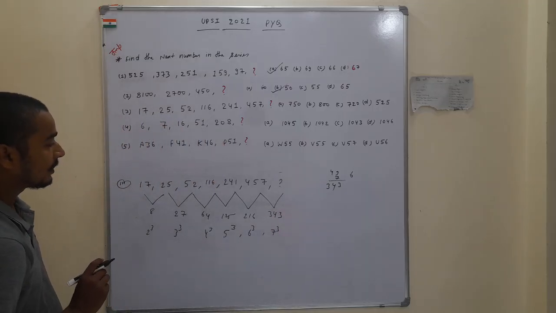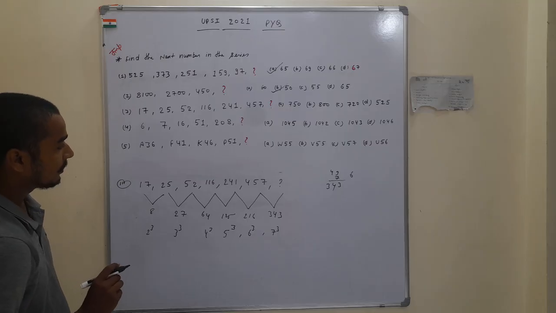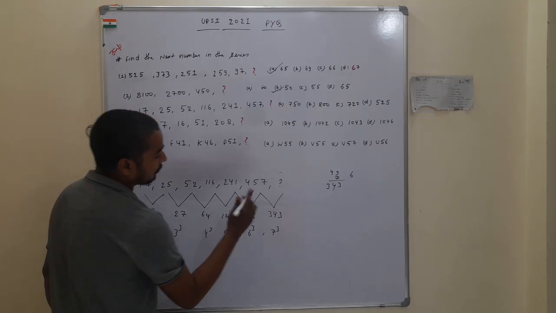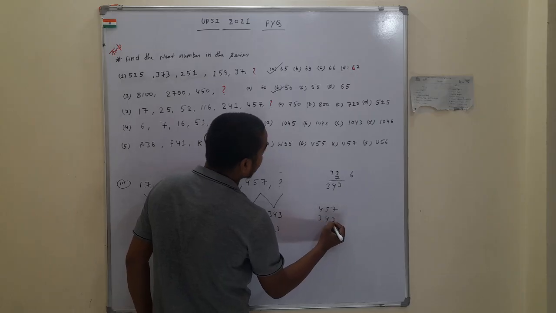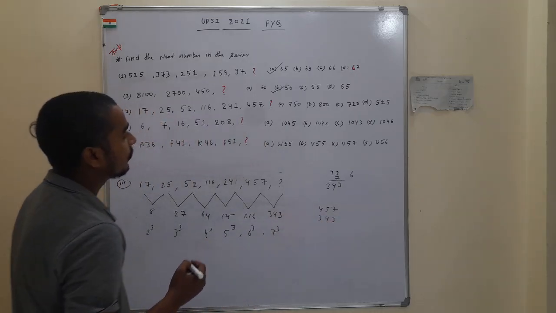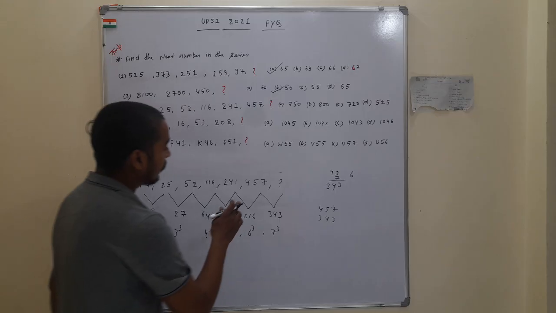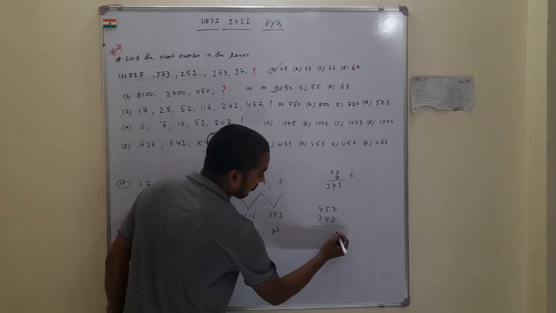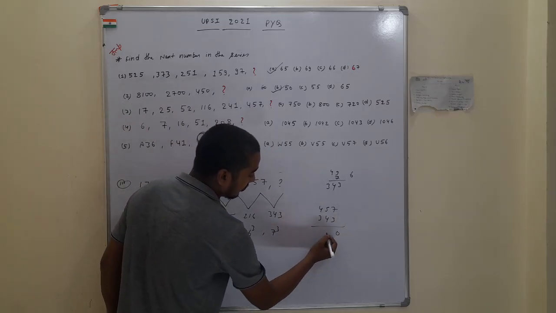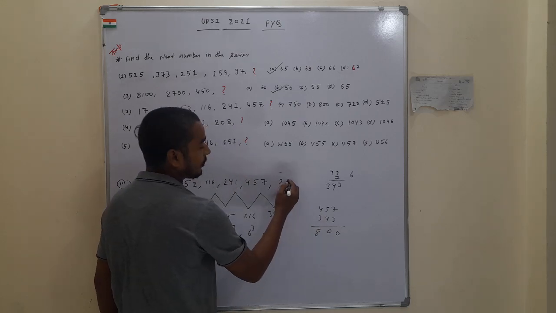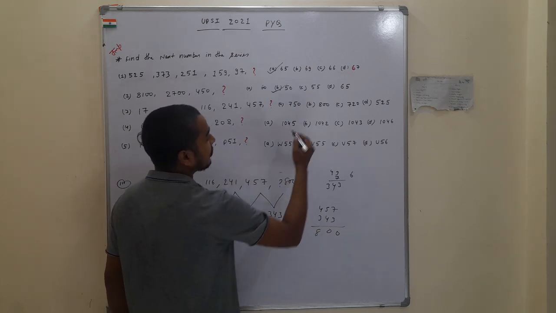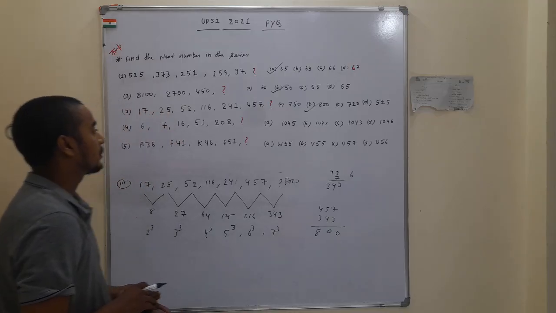Once again, we add 343 to 457: 7 plus 3 is 10, 5 plus 4 is 9, and 4 plus 3 is 7, giving 800. So in the question mark we get 800. Option B is the correct answer.